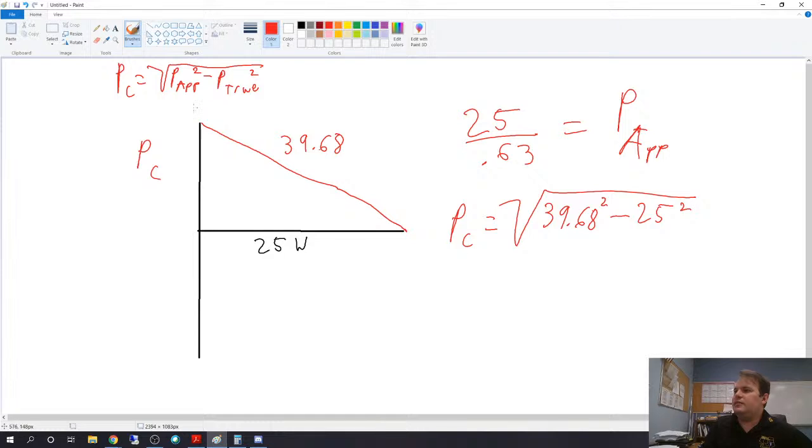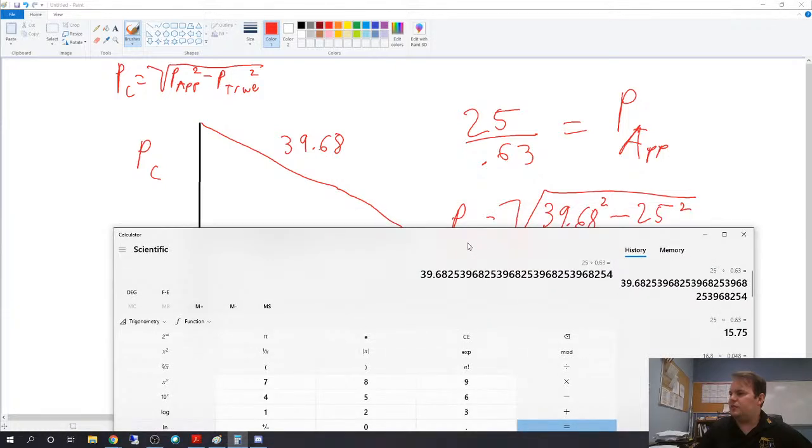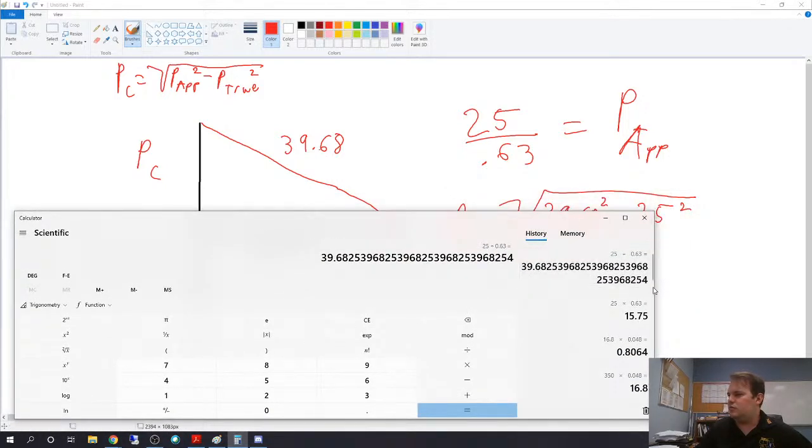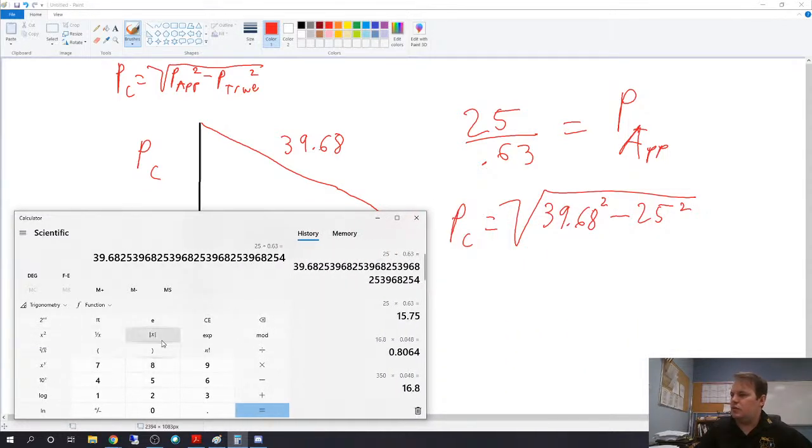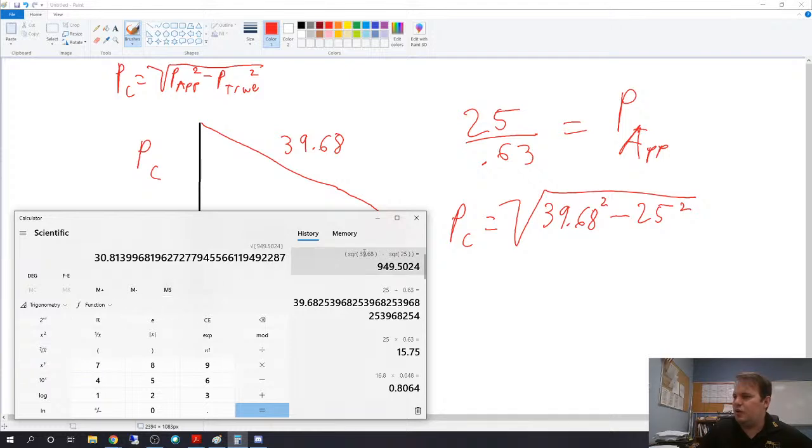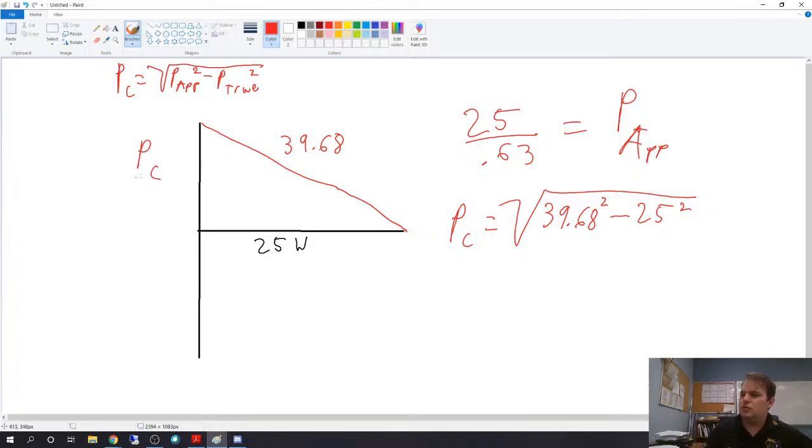All right. So that gets us here. Let's do the math. 39.68 squared minus 25 squared equals, and then we'll square root that: 30.81. Now that's kVARs, but 30.81. So this is what we're working with right now.